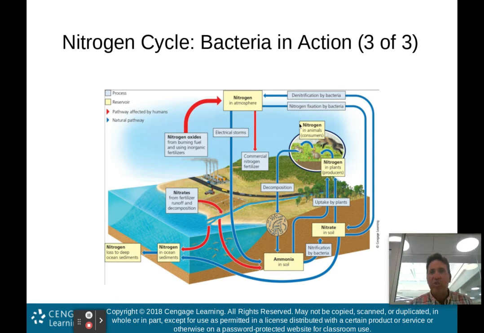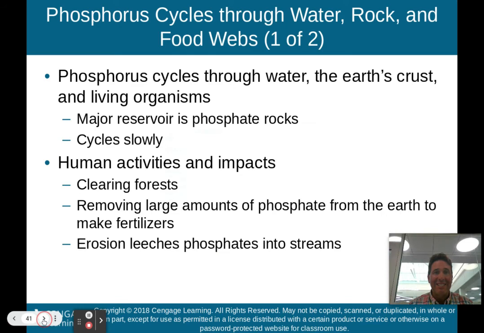So please have a general idea of this and understand what's going on in this nitrogen cycle. I have seen questions asked on FRQs, on AP Environmental Science tests about the nitrogen cycle. So definitely have a better understanding of it. And if you do have some questions, definitely come and see me.